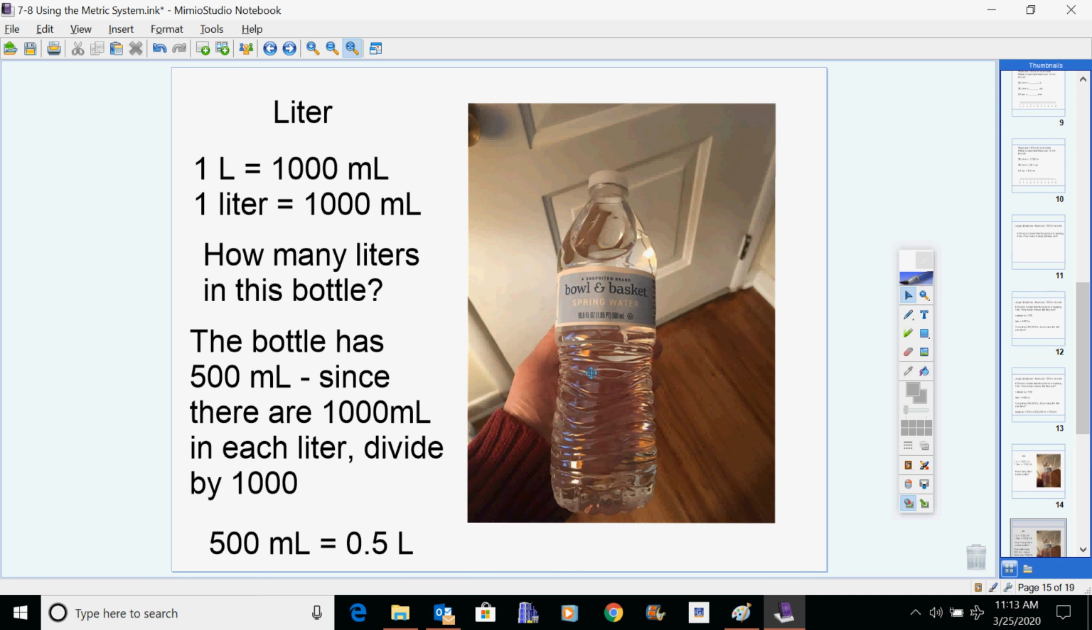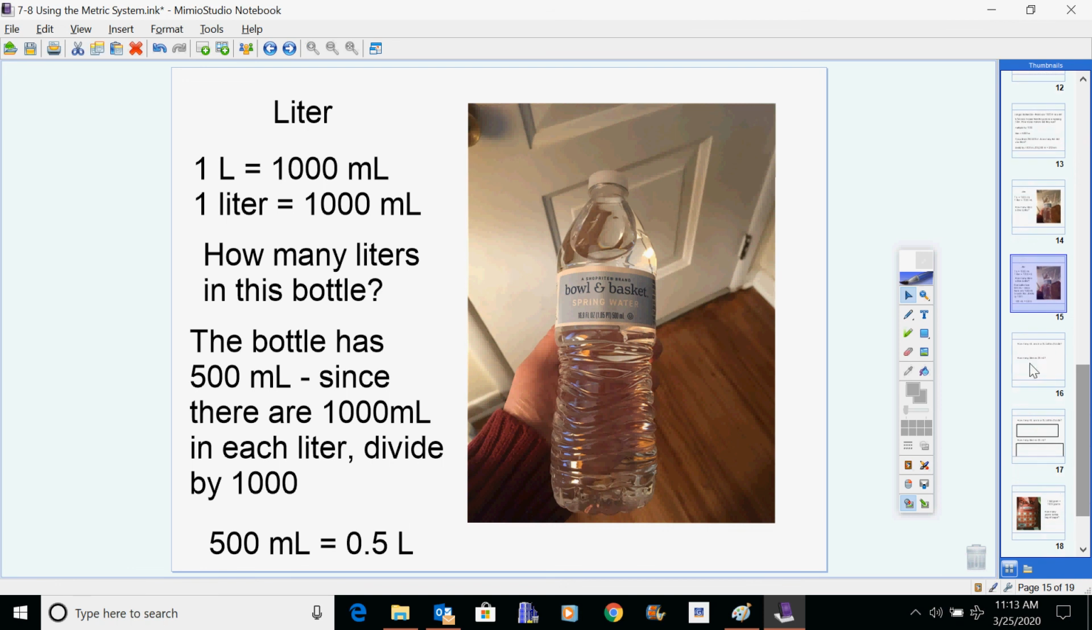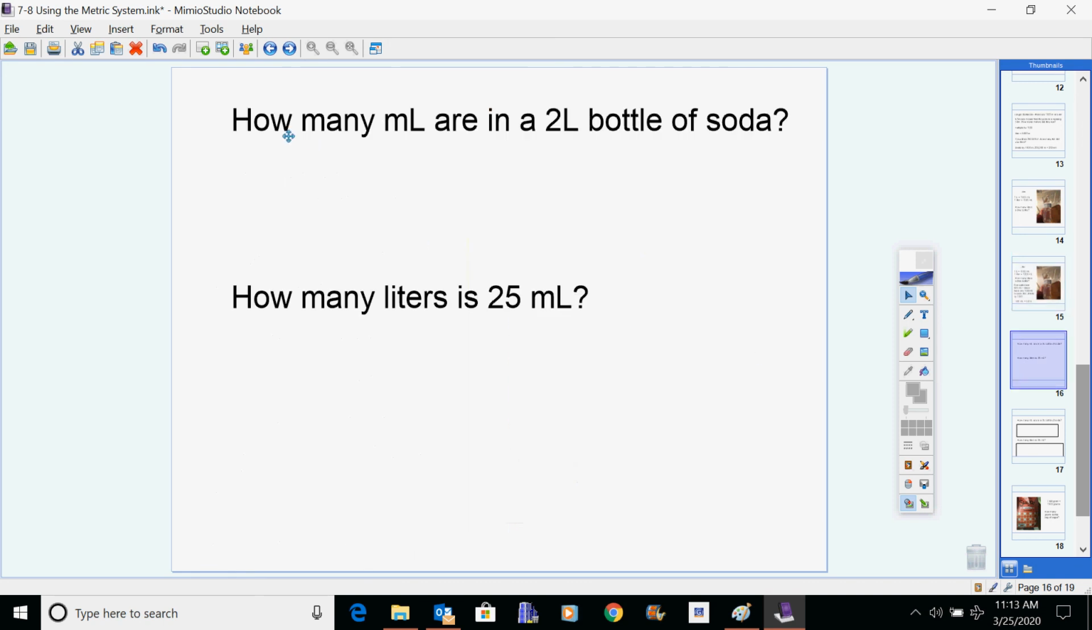That seems to be a standard size for water bottles. A 2-liter bottle is a pretty standard size for soda here in this country. There are other things. Sometimes you can get a 1-liter bottle of soda. I actually didn't have one here to take a picture of. We sometimes have soda, but we just didn't have any, so I don't have that for you, but you know what a 2-liter bottle of soda looks like.